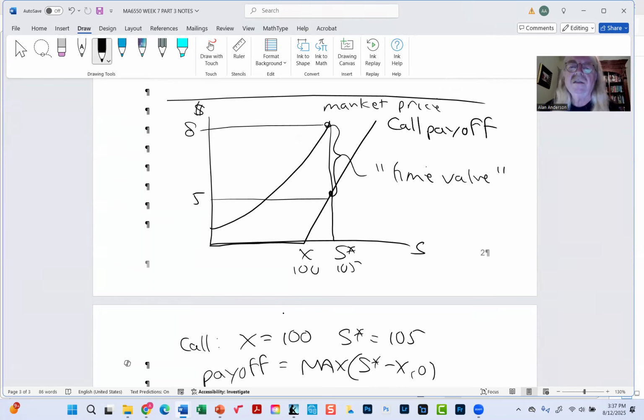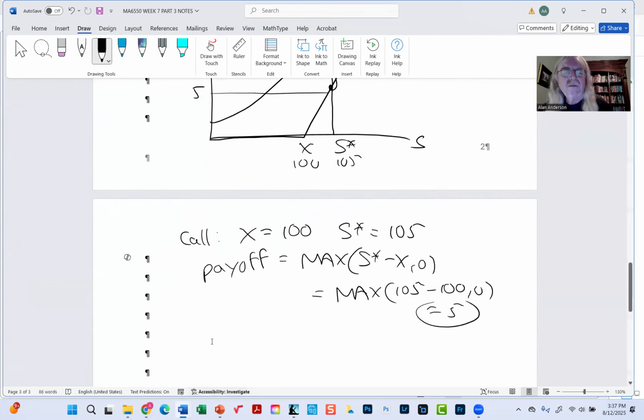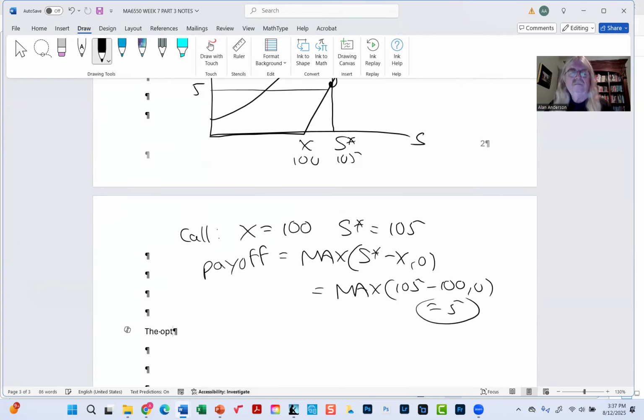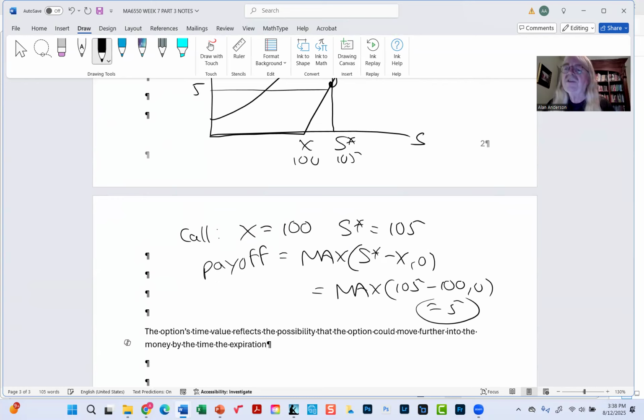Okay, and what that reflects is the possibility the option could move further into the money by the time the expiration date arrives. So you're paying for upside potential is what you're paying for.